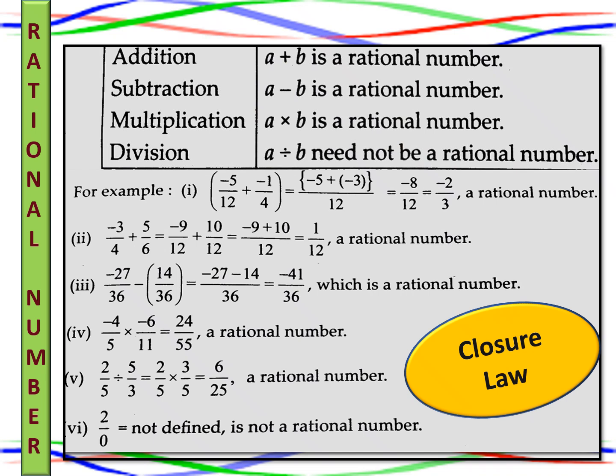Consider the reason: 2 by 0. It is not that for a few numbers only it is true. It should be true for all the numbers, not an exception. So here 2 by 0 is not defined, not a rational number. 0 is a rational number, and 2 is a rational number, but dividing 2 by 0 is not a rational number. So closure is not going to be true for division.